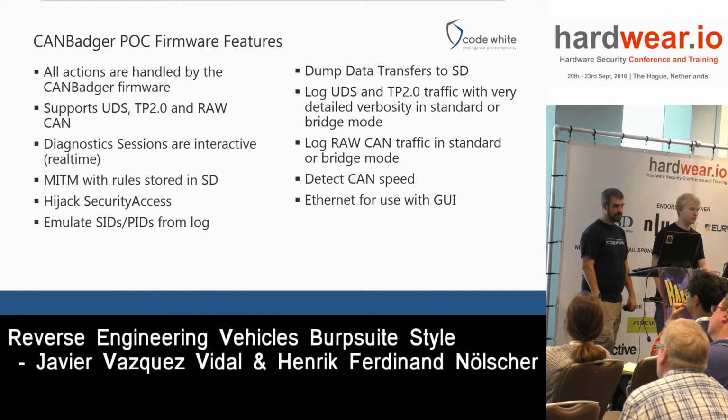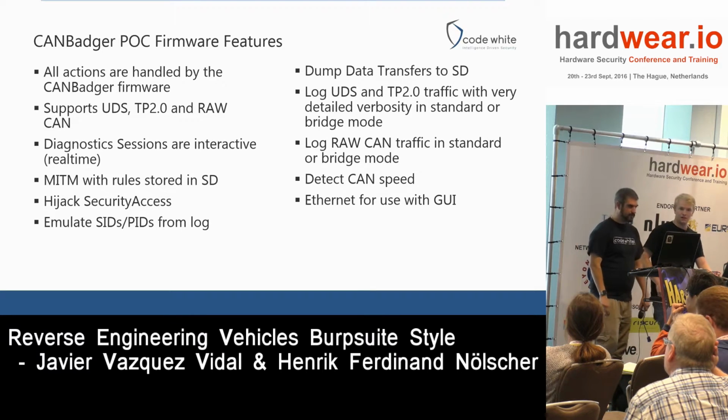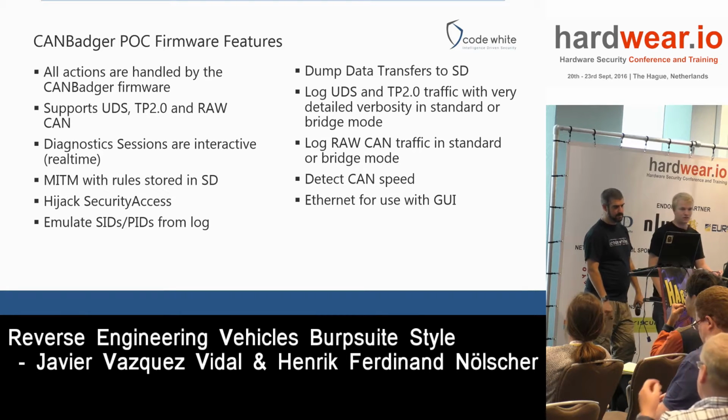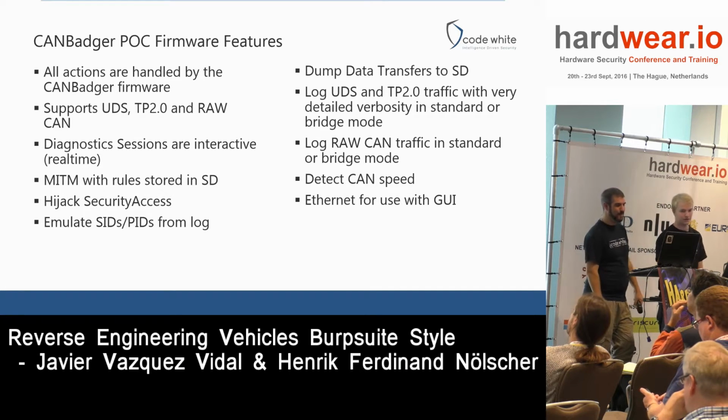Data transfers can be done to the SD card, which is especially useful when you're on a car that distributes firmware updates to the modules over the CAN bus. And of course, logging UDS-TP, RAW-CAN. It will also detect the CAN speed for you. That's quite useful. If you have ever dealt with a vehicle, detecting the CAN speed saves a lot of time. So you don't need to care about that.